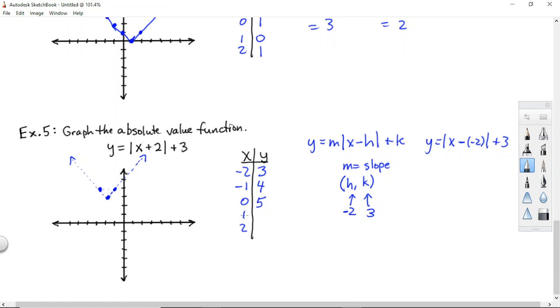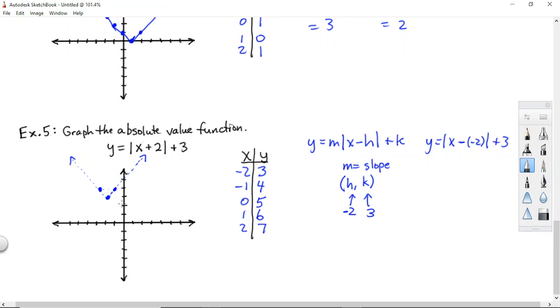Okay, and then we put a 1 in there. That's 1 plus 2 inside the bars, which is 3. Absolute value of 3 is 3, plus 3 is 6. And we put a 2 in there. We have 2 plus 2. That's 4. And then the absolute value of 4 is 4, and plus 3 is 7. Okay, so let's plot those.